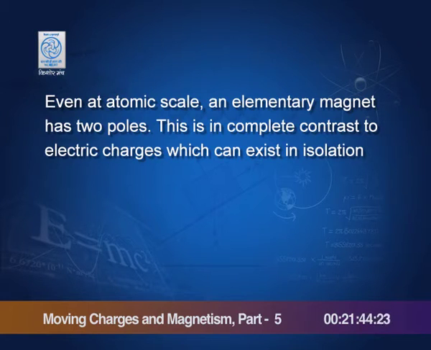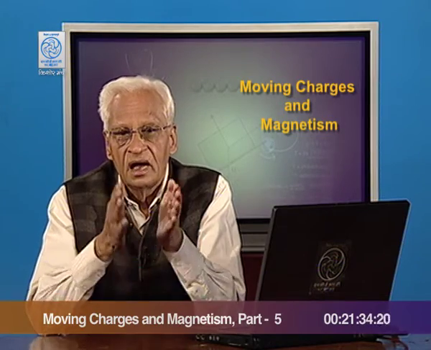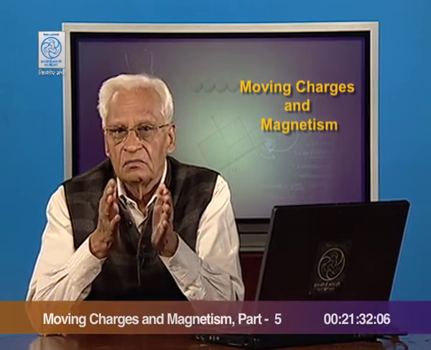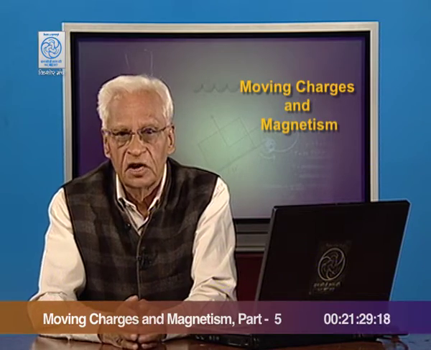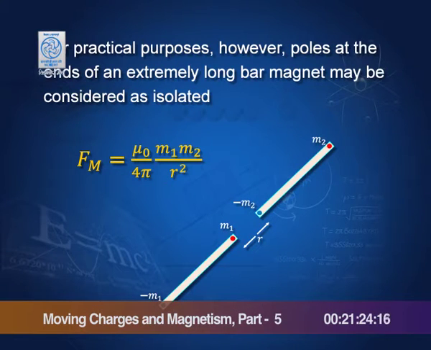This is in complete contrast to electric charges, which can exist in isolation. I mean, you can have a positive charge, you can have a negative charge, but here each magnet must have both the poles. You can't have an isolated pole or a monopole. For practical purposes, however, the poles at the ends of two extremely long bar magnets can be considered as isolated poles, and then the force between them is given by this.